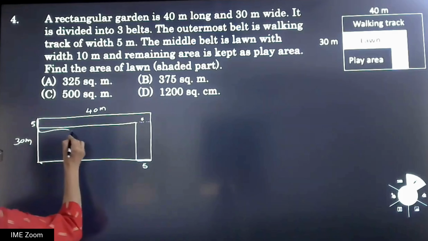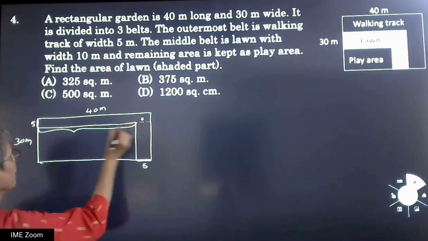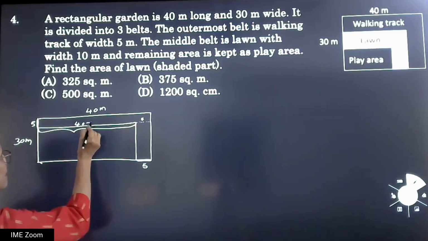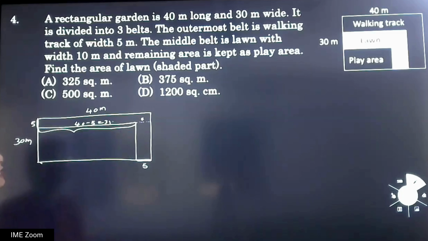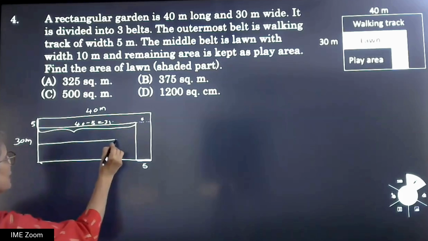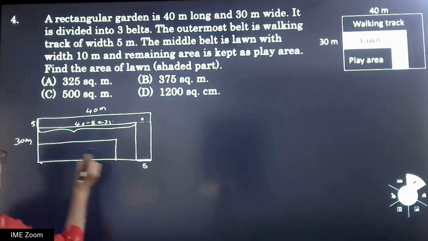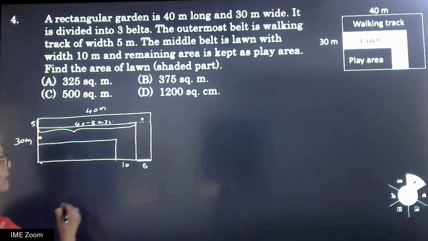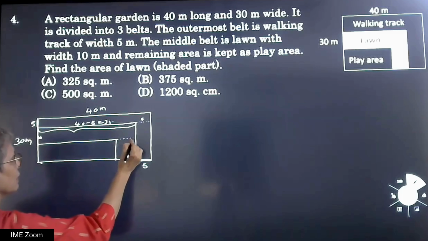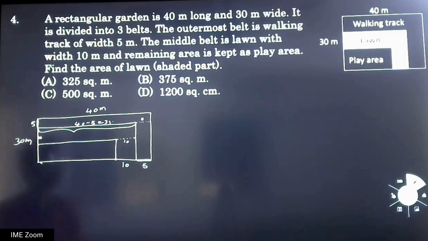Then what is the remaining part? 40 minus 5 equal to 35. So this length is 35. What next is given? The middle belt is a lawn with width 10. Now here the width is more. This belt is given with width 10. This is 10. This is also 10. Right? And therefore this is also 10.